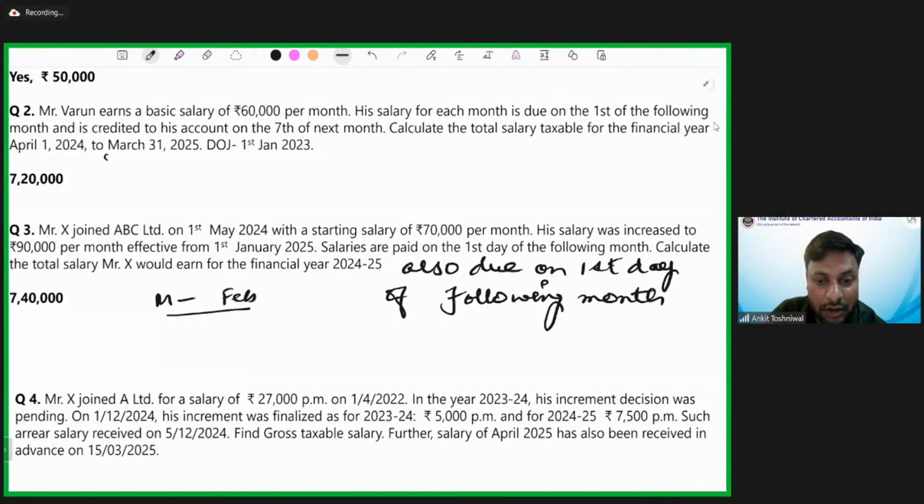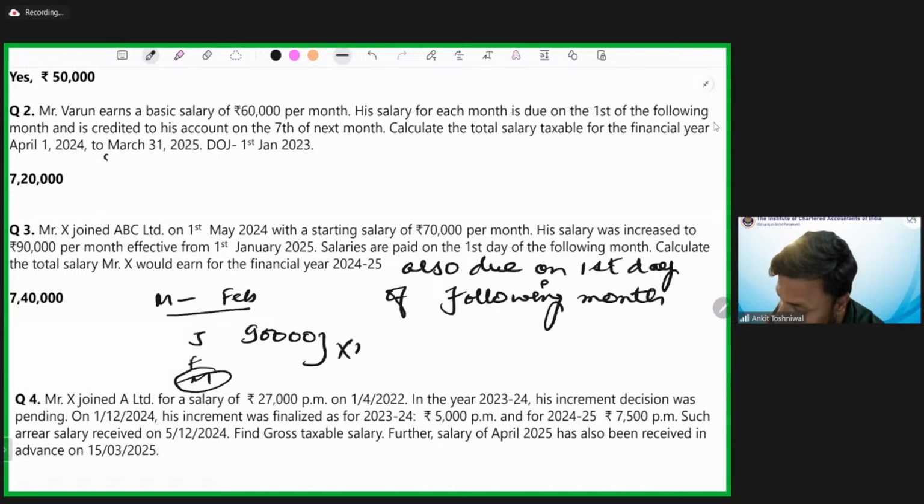Correct now? His increment decision was, his salary was increased to 90,000 per month. So 90,000 per month is increased from Jan, Feb and March. Correct? This is correct, na? From when did the 90,000 per month salary start? It started from January. So Jan, Feb and March salary is 90,000 per month. But March we are not counting. So 90,000 per month is for 2 months. Is this correct? Reply all please.